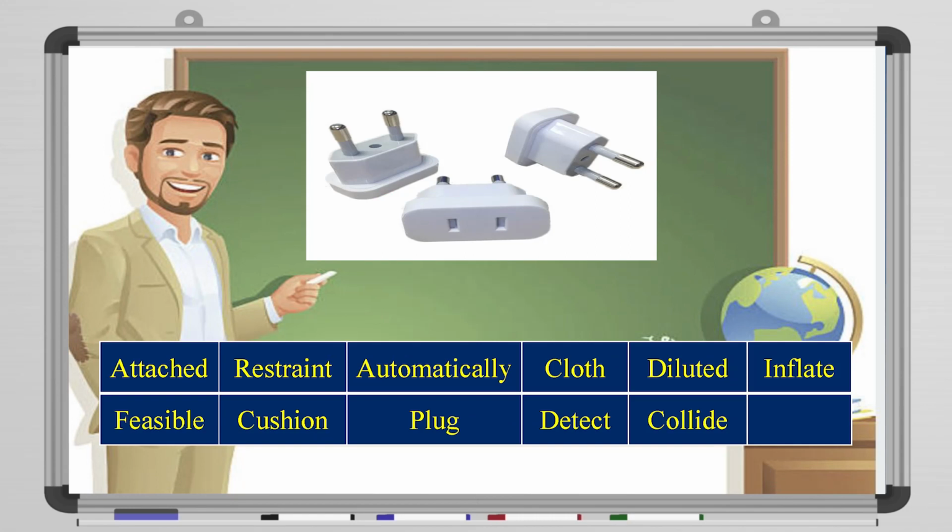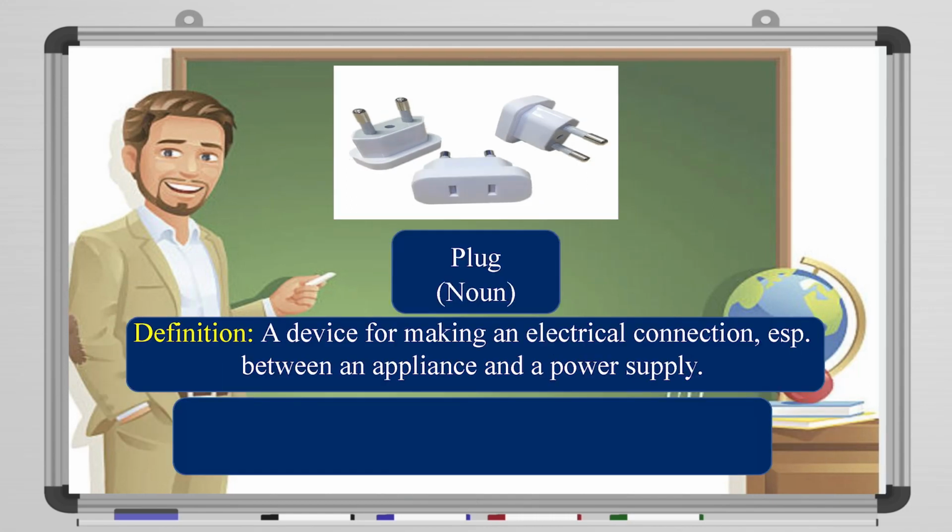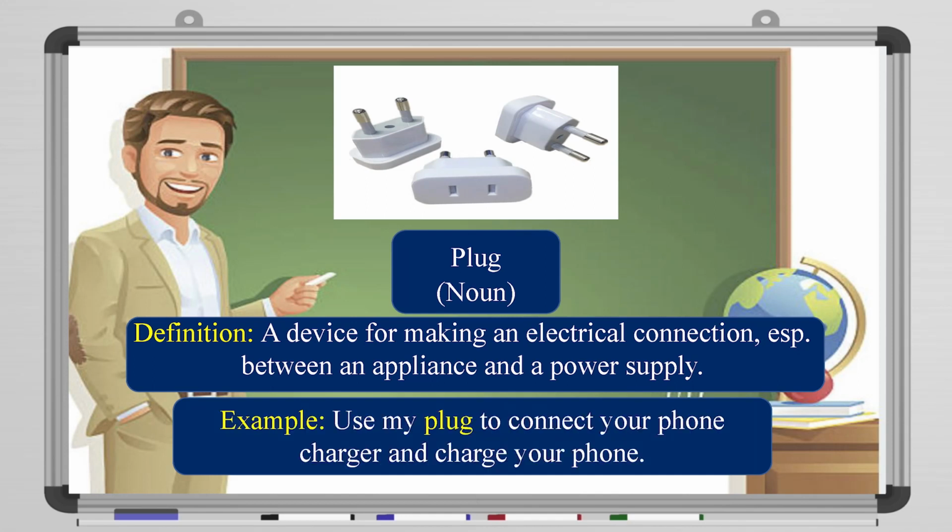So next, what is this picture? What is it called? We all use it. We all have it. It's for electricity, right? So it's a plug. And now, a device for making electrical connection, especially between an appliance and a power supply. For example, use my plug to connect your phone charger and charge your phone. So we all use the plug, right?